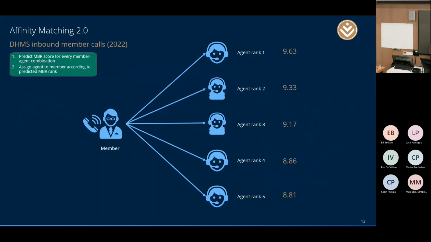So just to be clear then on how this would work: we've got our member again here, and then we've got rankings from member to individual agents. So if we say these are the predicted MBR scores here on the right-hand side, and then this is the ranking. So when a member phones in, we're going to try and assign agent rank 1, going down this ranking list. Again, only if this agent is of the right skill required by this kind of call.